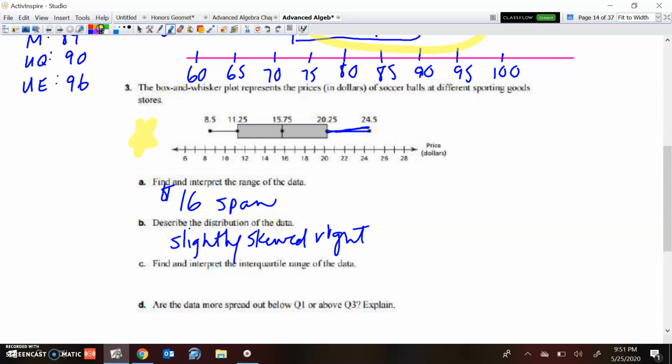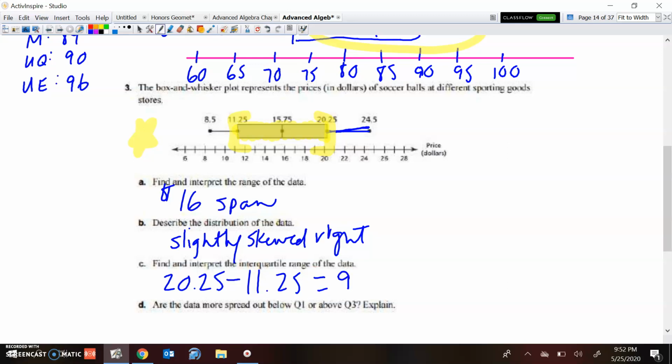This is our inner area, the interquartile range in between here. So my interquartile range is basically the range of the box. The way I would find that is 20.25 minus 11.25, and that's just going to give me 9. So, find and interpret the range of that data.